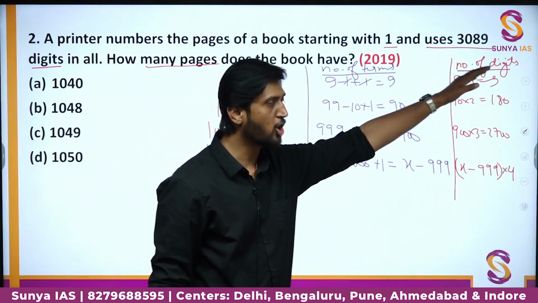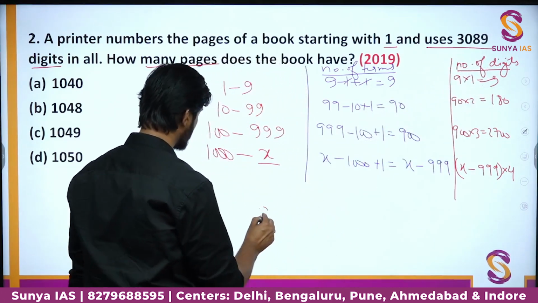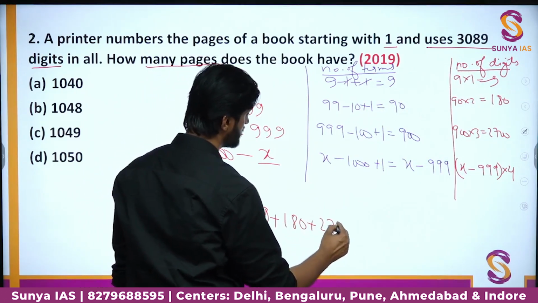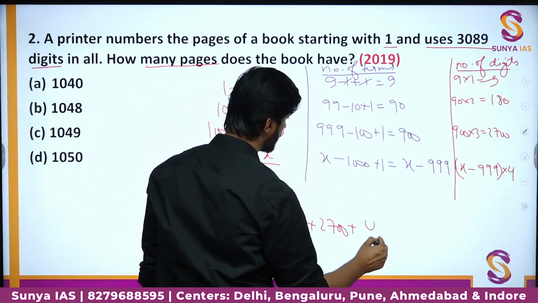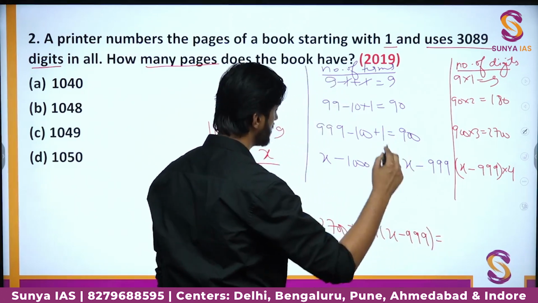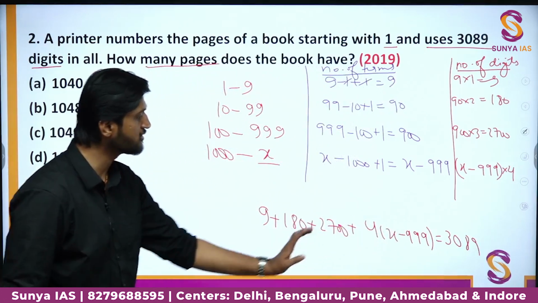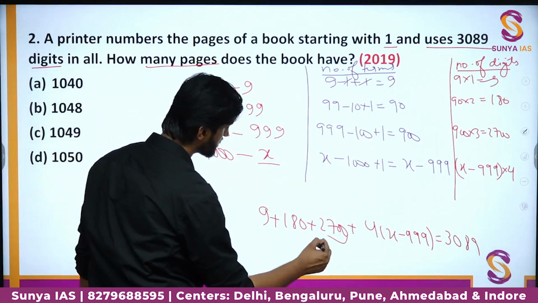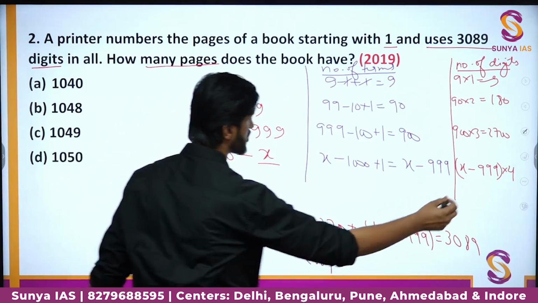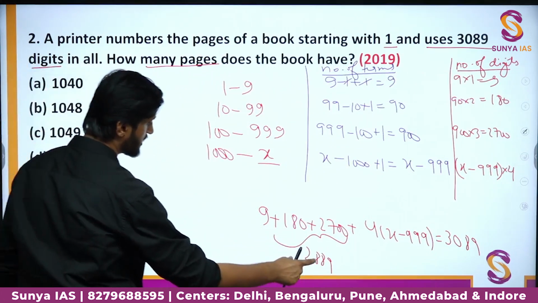So, if we add up all of these digits, we are getting the total digits as 3089. So, we have 9 plus 180 plus 2700 plus 4 times (x minus 999) is equal to 3089, right. We have to just solve this particular value. From here the sum becomes 2889, and we can rewrite the equation like this. So, all these 3 digit counts add up to form 2889.